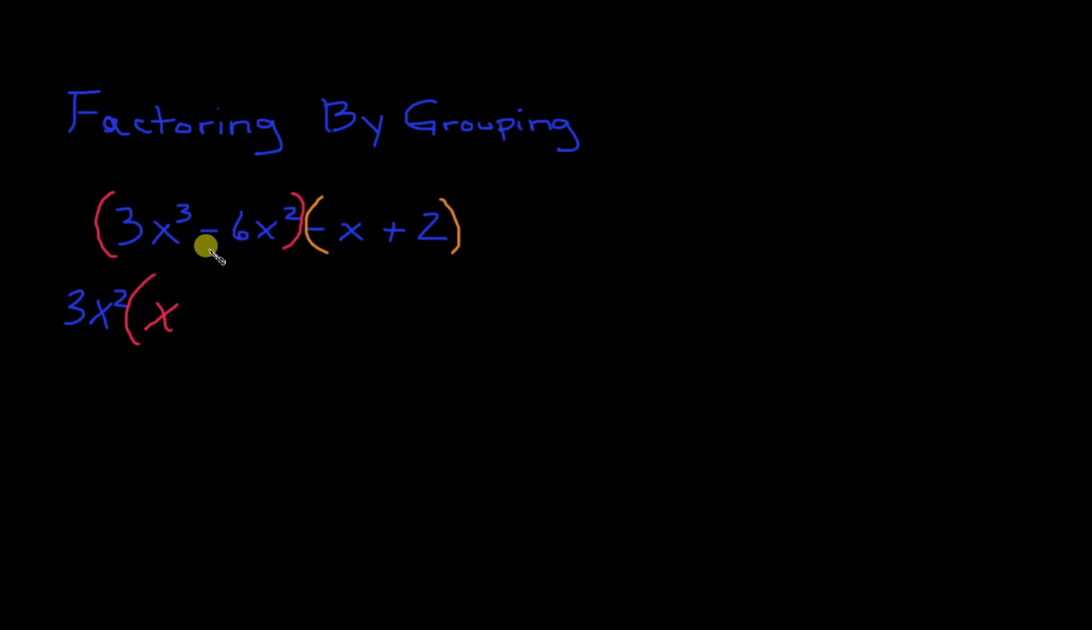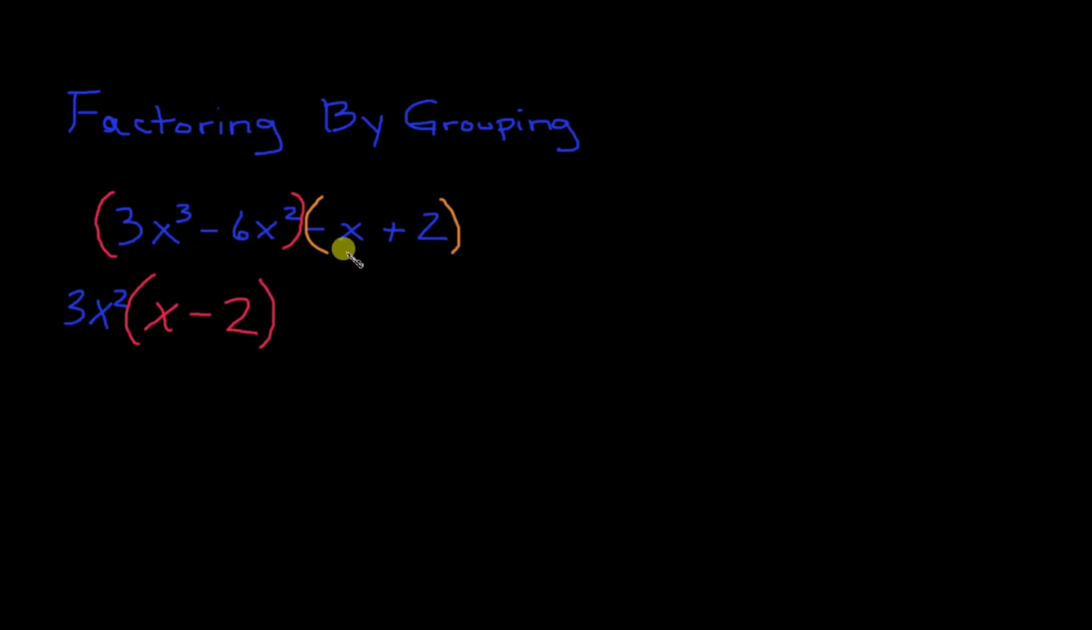And now you're just going to bring down this negative sign, because negative 6 divided by 3 gives us a negative number. Negative divided by positive is negative. So 6 divided by 3 is 2. And guess what? The x squared is gone because, by division, 2 minus 2 is 0. So there's our first term. We pulled out a 3x squared and we're left with x minus 2.